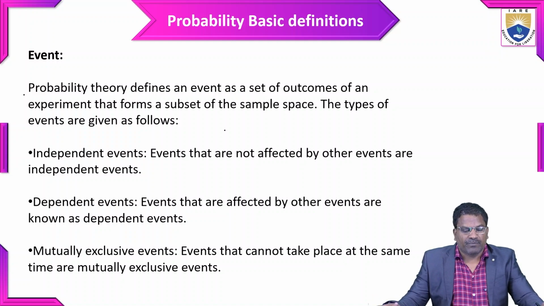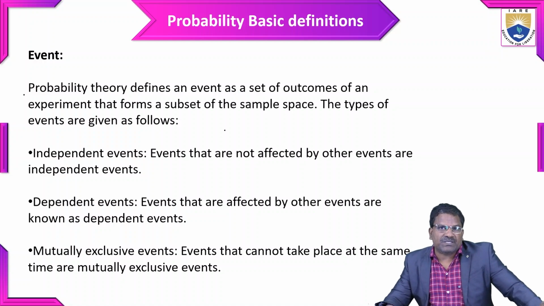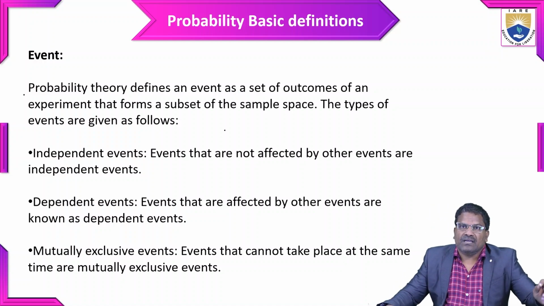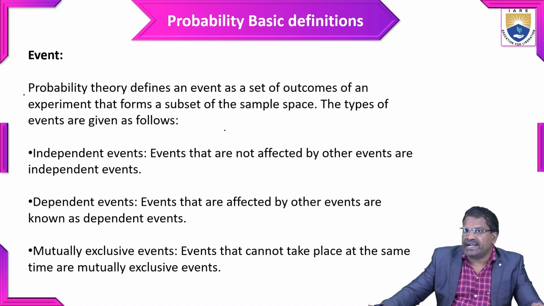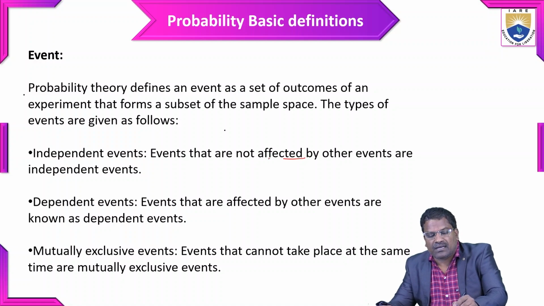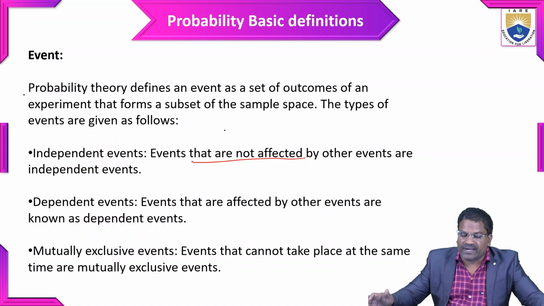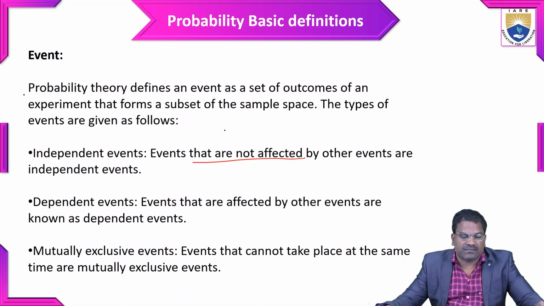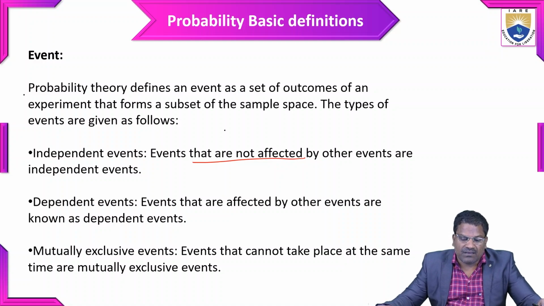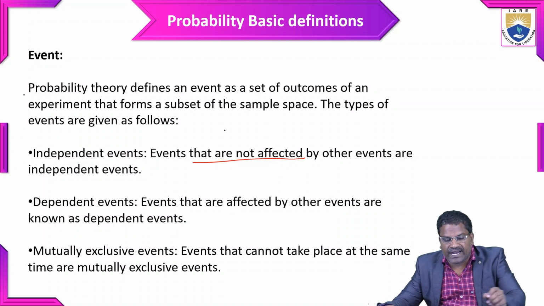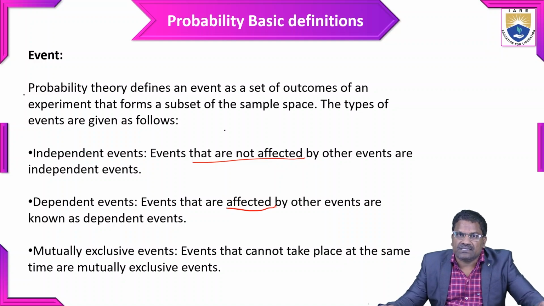Those events may be independent events. Independent events means they are independent of one another; they don't depend on others. The events that are not affected by other events are called independent events. One more type is dependent events. What are dependent events? Events that are affected by other events are known as dependent events.